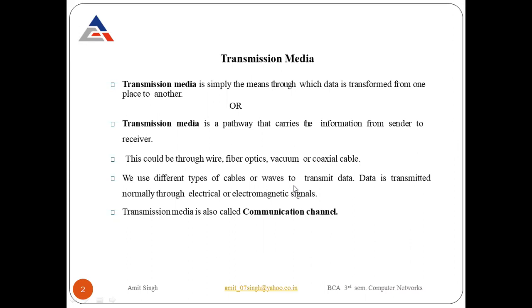And the second one is wireless. Wireless means where no wire is used. We can use waves or vacuum, sending the data in the form of waves. The best example of wireless media is right now: we are in a class and you are receiving the data sent from my side on your cell phones, but no wire is connected with your cell phones. How is the internet available on your cell phones? Through signals, and those signals come from different towers. So this is the basic definition of transmission media.